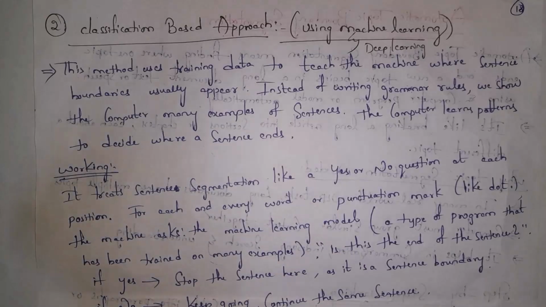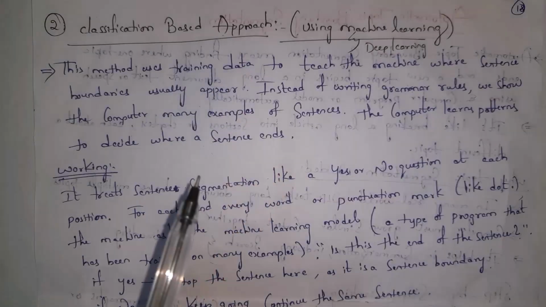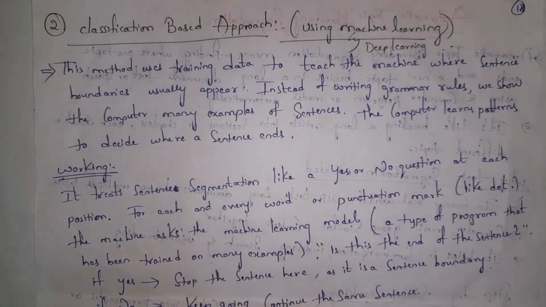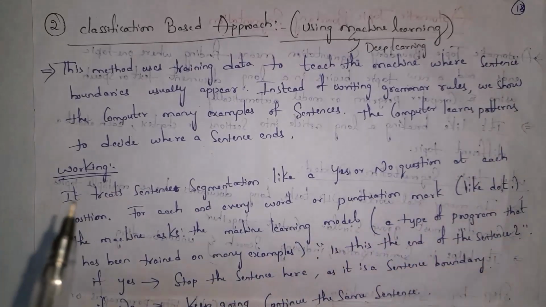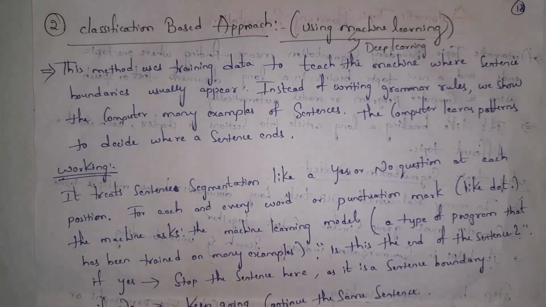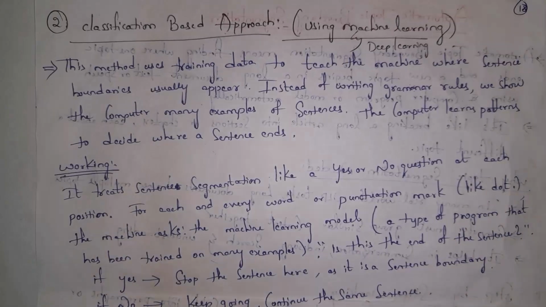So this method uses a training data set to teach the machine where sentence boundaries usually appear instead of writing grammar rules. We show the computer many examples of sentences. The computer learns patterns to decide where a sentence ends. Guys, in the classification-based approach, instead of applying rules, we will train our NLP model by giving various examples. So by seeing those various examples, our NLP model will learn where one sentence ends and the next sentence begins. So whenever we give any new input, the NLP model can automatically identify where one sentence ends and the next sentence begins.